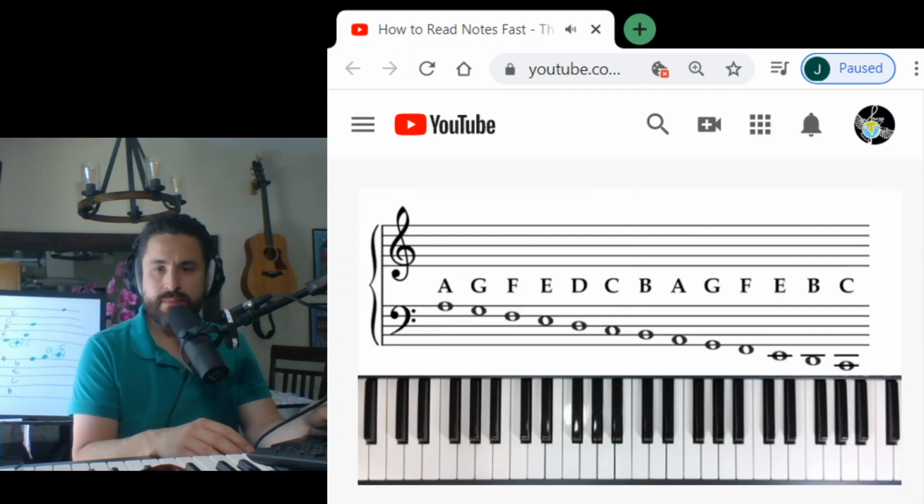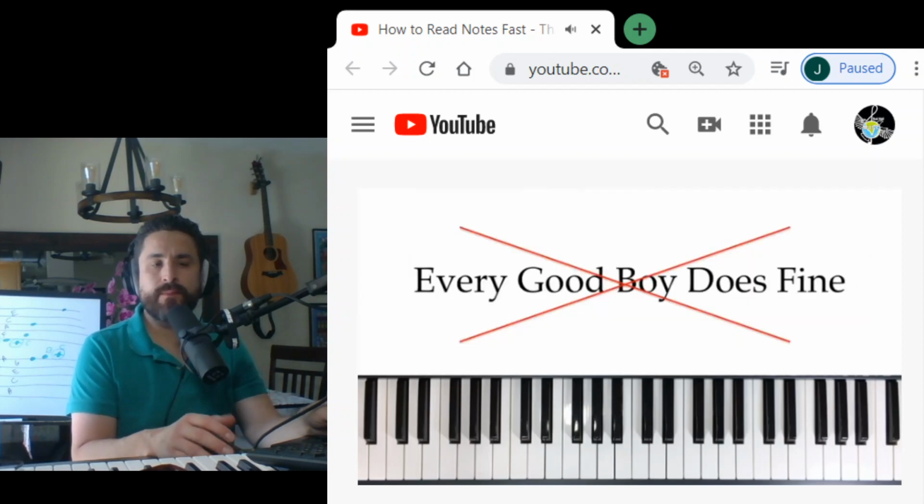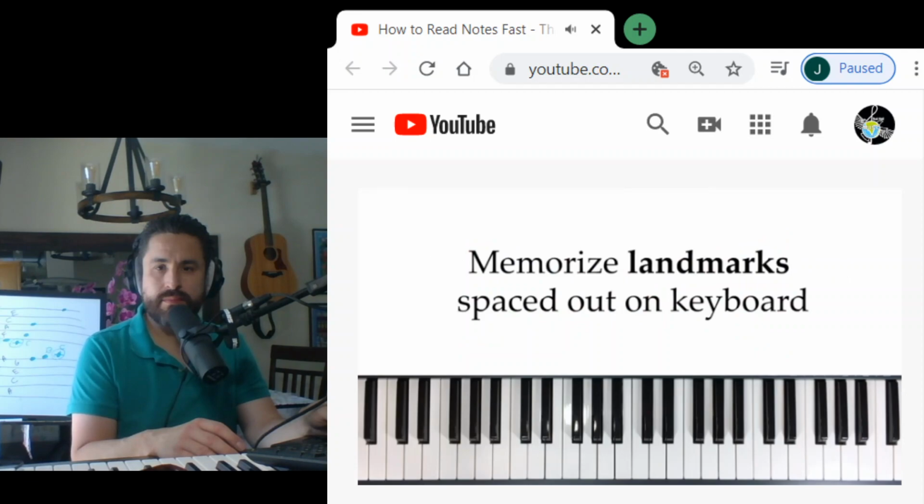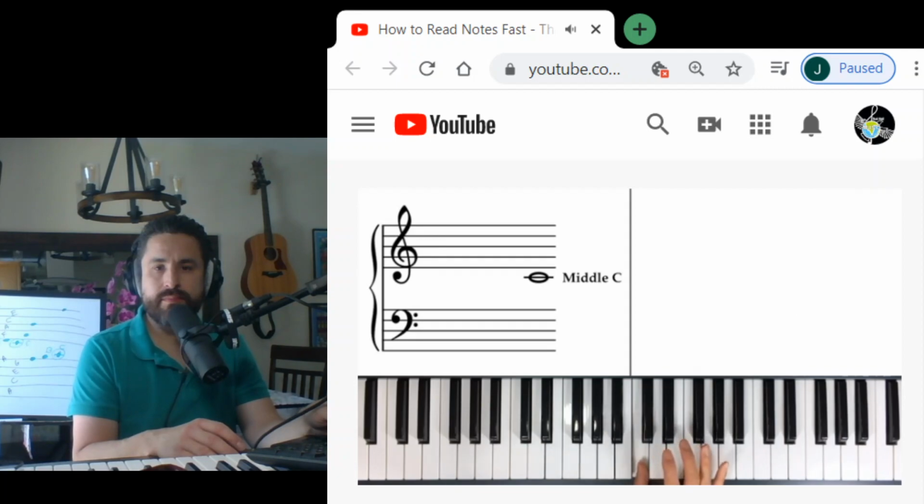So with this knowledge now of lines and spaces, we can replace "every good boy does fine" with what I call the landmark system. Instead of memorizing 18 lines and spaces in a specific order, memorize just a few landmarks evenly spaced across the keyboard. So our first landmark in the music is middle C, right here.